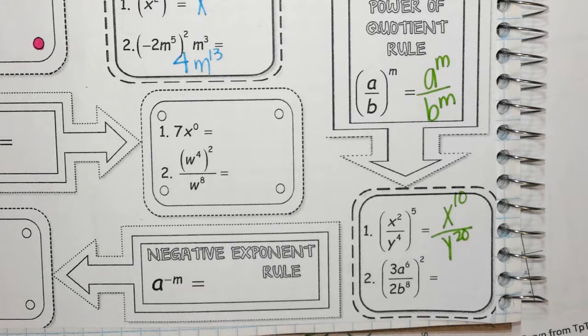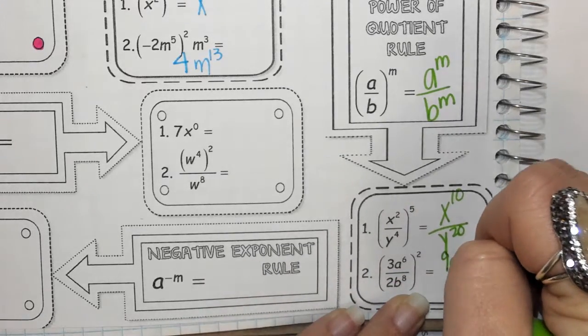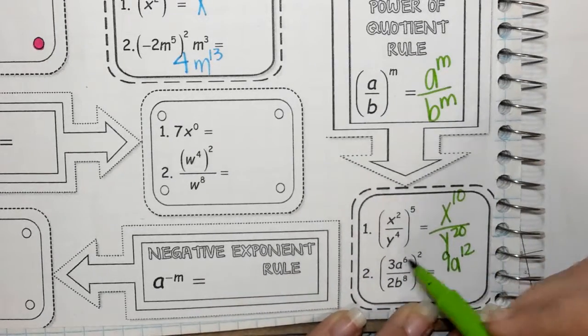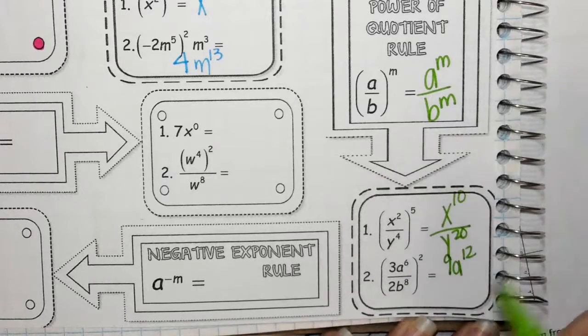Avery, you're going to tell us the numerator, and you're going to tell us the denominator. Alright, Avery, tell us the numerator. 9a to the 12th power. Good, because you do 3 squared, you get 9. 6 times 2, and you get 12.